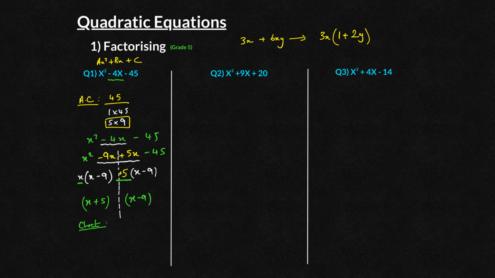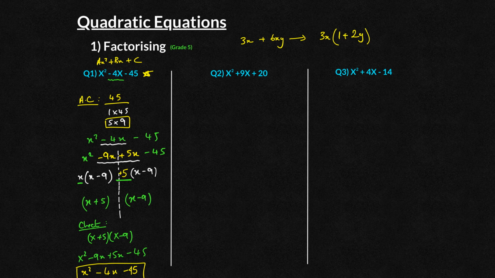So if I just write x plus 5, x minus 9, if we do the firsts, we end up with x squared, outside minus 9x, inside plus 5x, and then last negative 45. If I now simplify this, I get x squared minus 9 plus 5 will give me negative 4x minus 45. And this answer at the bottom is exactly what we started with up here.